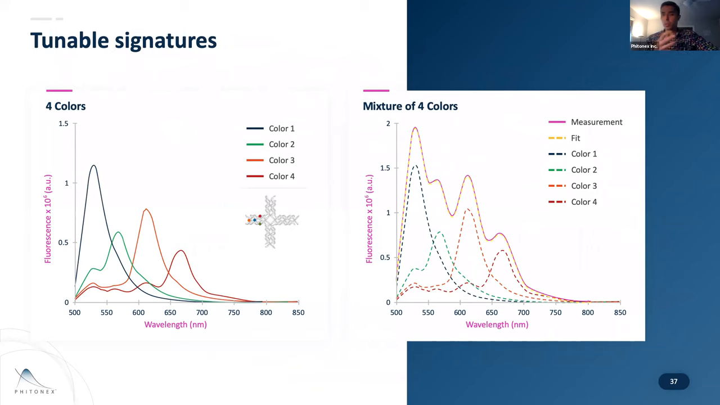Right now we're dealing with the signatures of dyes because the underlying dye performance isn't very good. But our question was, back to this notion of, could you design it? What if you could design a signature? And that's exactly what we did.